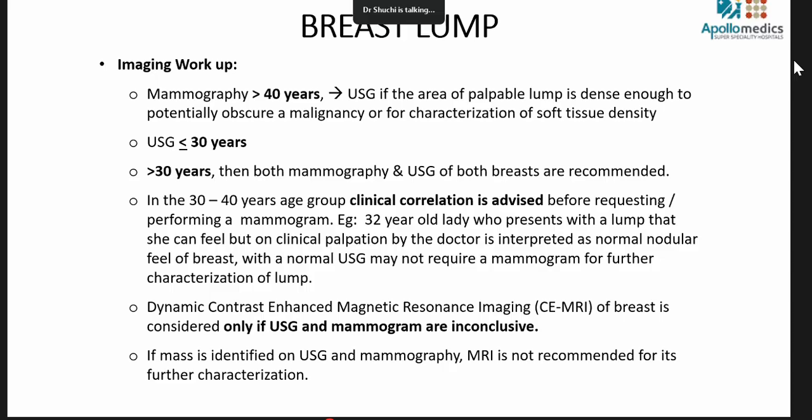Then next, dynamic contrast enhanced MRI of the breast is considered only if ultrasound and mammogram are inconclusive, but you, the clinician, are sure that some mass is there. So you're supposed to go for MRI. But if you are able to identify that mass on ultrasound and mammogram, then MRI is not needed. You can directly go with the biopsy and proceed further if you think it is a malignancy.